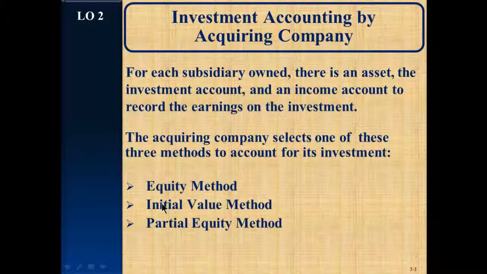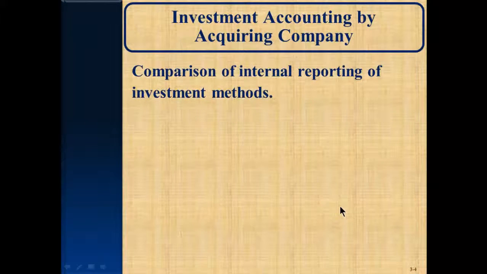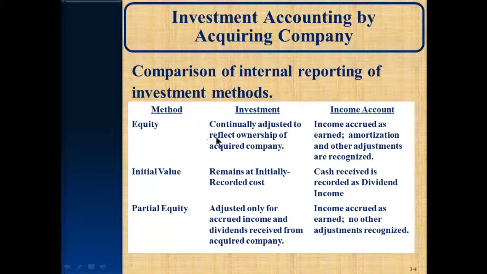I don't want to slam the authors because this is an excellent textbook, but they found a couple of examples of people in the real world who say, yes, we use the full equity method for our subsidiaries because we feel like that's a way to measure them, and that's really not prevalent. So just know what you'll expect to see, and I'm going to test you mainly on initial value because that's what's more common. Now, the comparison of the internal reporting of those methods. Here's a nice slide.